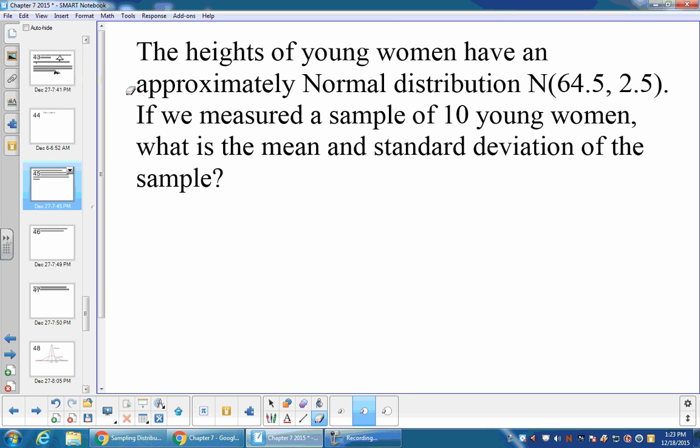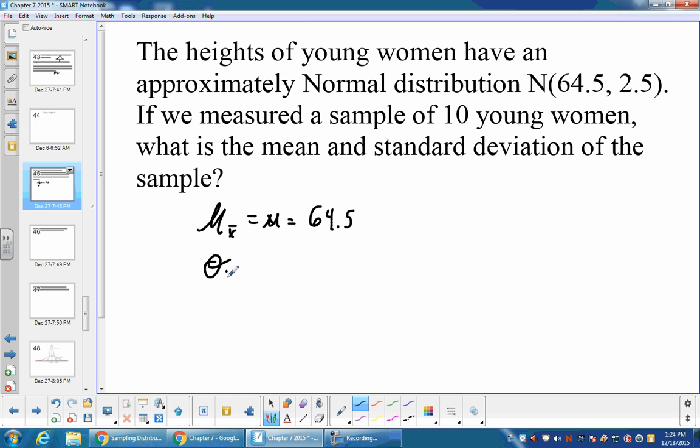Hello, now we're going to do a little example with this. Assume that the heights of young women are normally distributed with a mean of 64.5 and a standard deviation of 2.5. If we measured a sample of 10 young women, what would be the mean and standard deviation of that? Well, the mean of our X-bar population would be the same as our mean, which is 64.5.